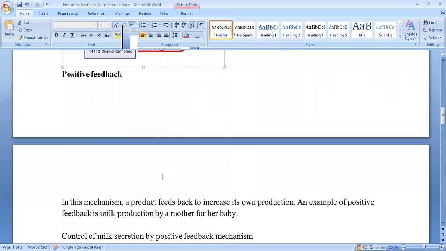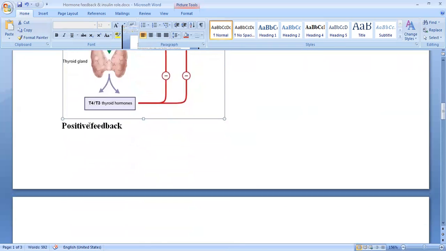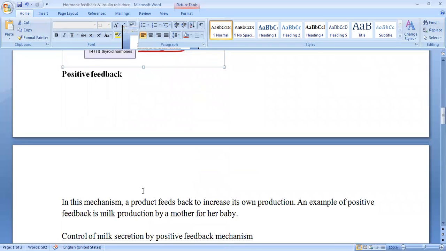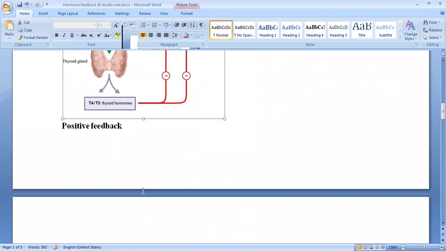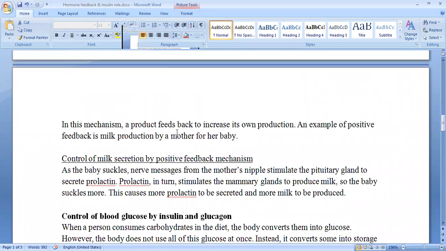Okay. Now positive feedback. In the negative feedback loop, we saw that there is the product of a particular reaction, and that product will inhibit its own synthesis when the levels become very high. In positive feedback, what happens is that as more and more product is being produced, there is more and more production of that same product. That is why it is called positive feedback. Increasing quantity of the product will increase more synthesis of that product. In negative feedback, increasing quantity of the product decreases the production of that product. But in positive feedback, as more and more product is produced, its production will increase further.